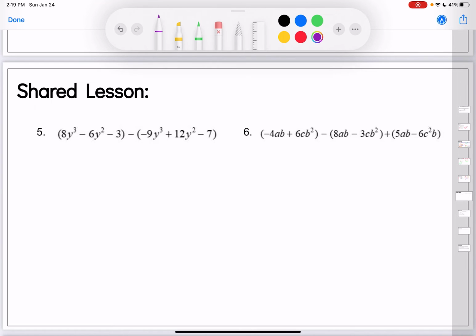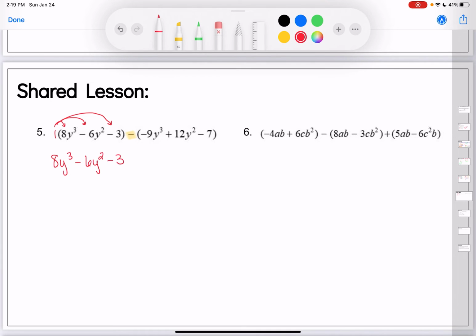I see 1, 2, 3 terms in the second one, that's a trinomial, but this time I'm subtracting them. So I'm subtracting 2 trinomials this time. Okay, so in this case, it is really important that you think of it as distributing your negative 1, especially when it comes to that second set of parentheses, right? I'm subtracting that. So I'm going to rewrite this first one without my parentheses.